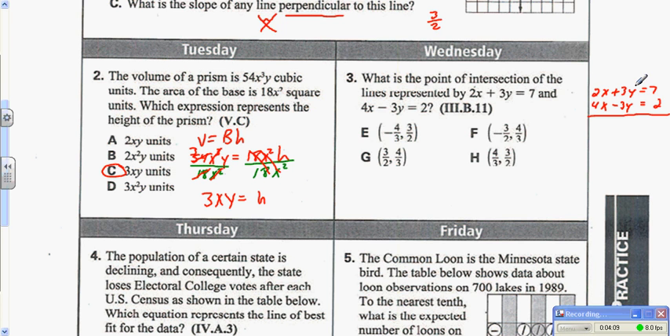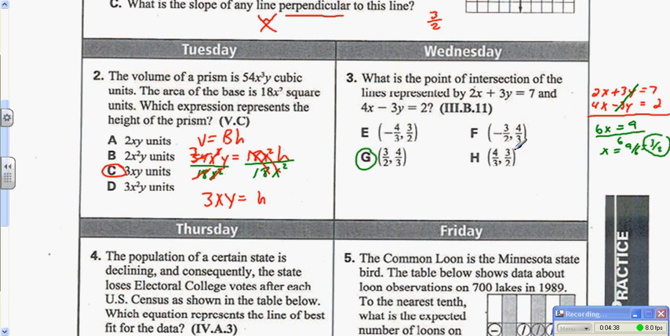I add them vertically. Nothing has to happen, nothing has to change, which is nice. If I add them vertically, the y's cancel, and that gives us 6x equals 9. We divide both sides by 6, and x equals 9/6, which reduces to 3/2. That is the x. So right there, G is correct.